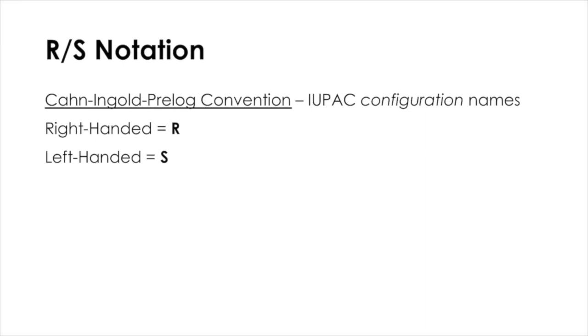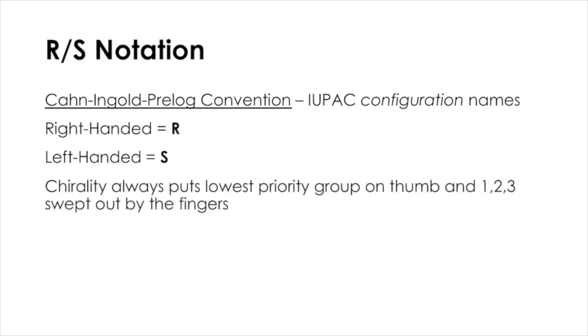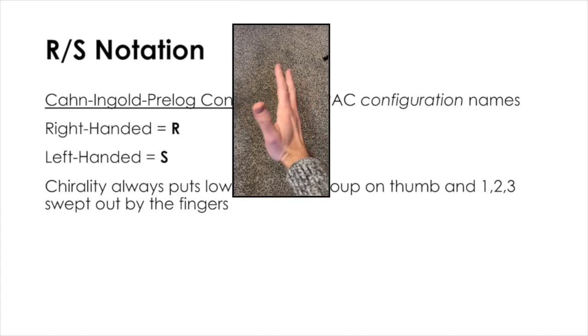And so to determine whether a chiral center is R or S, we put the lowest priority on the thumb, and then we use the fingers to sweep out 1, 2, and 3, like this.